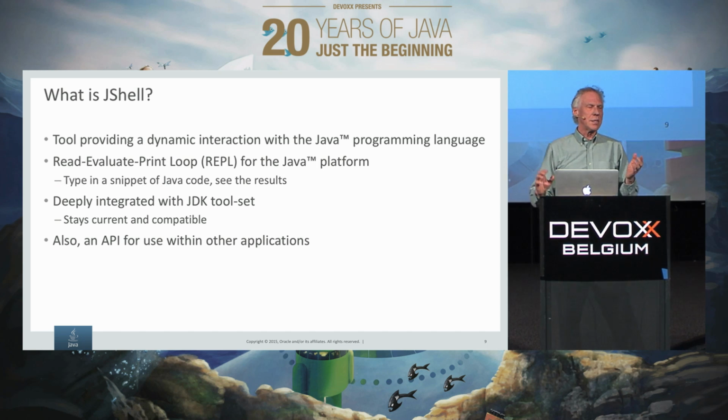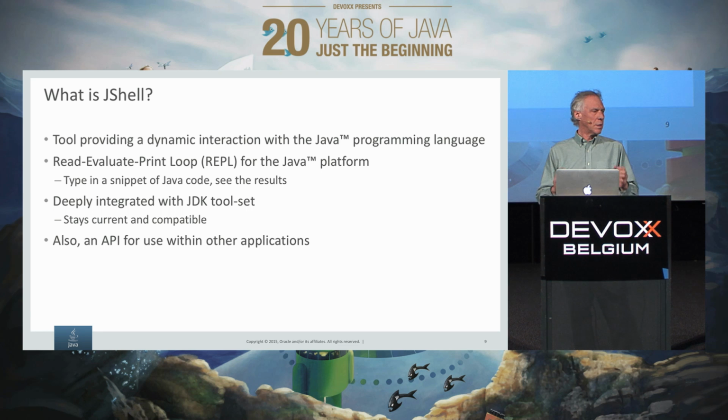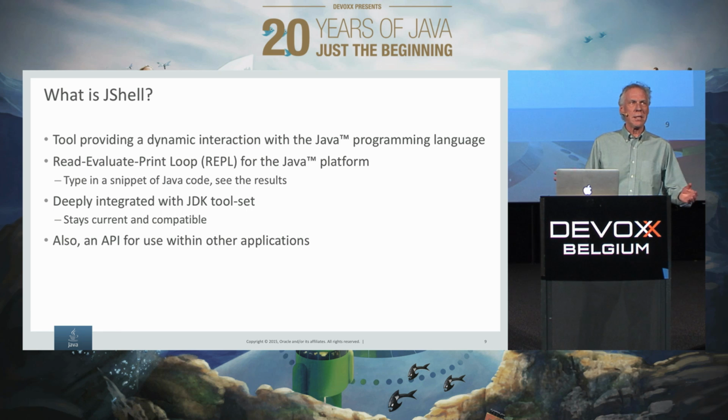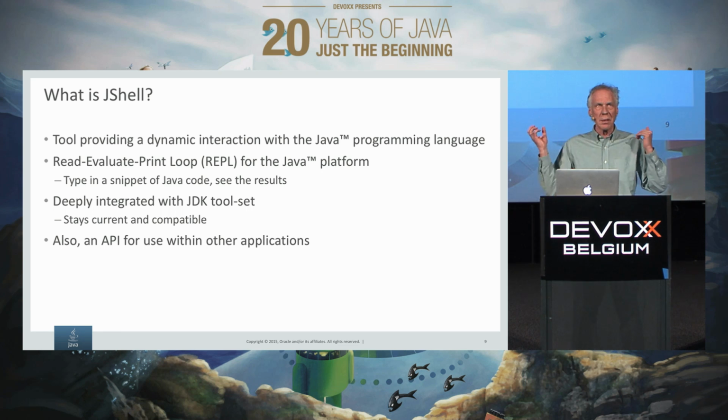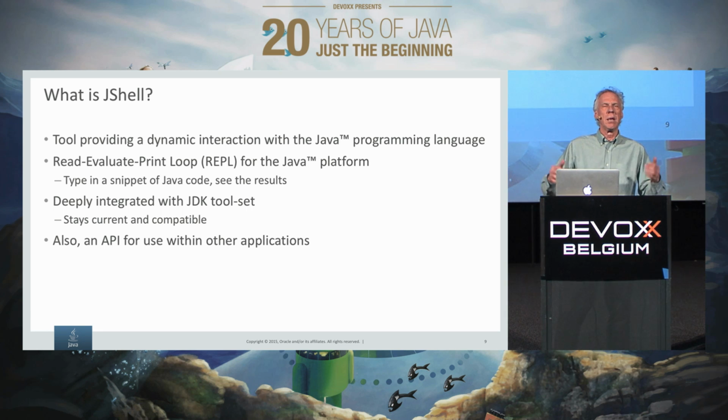Okay, JShell is a tool. Well, it's a tool and an API, but what I'm going to be showing primarily here is the tool for dynamically interacting with the Java language. It's what you may have heard of as REPLs, or read-evaluate-print loops, usually in dynamic languages. This is a REPL for the Java language. So the basic idea is you type in a snippet of Java code and you immediately see the results. The implementation of JShell is deeply integrated in the JDK 9 platform. It's part of the JDK 9 platform, and it builds on top of the JDK 9 platform, and we'll talk a little bit about the implications of that.